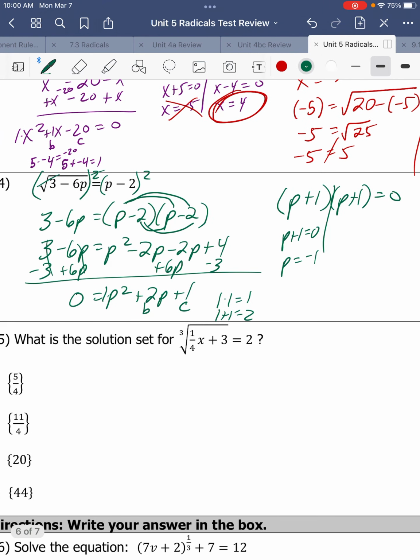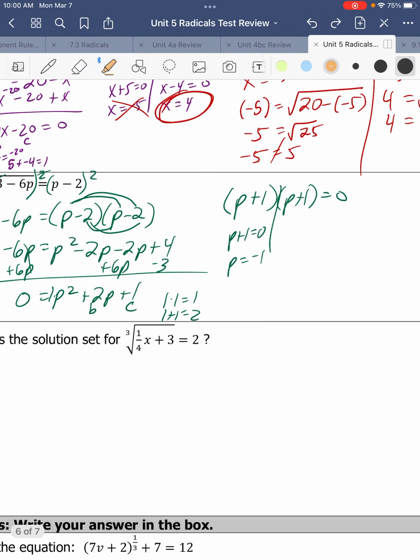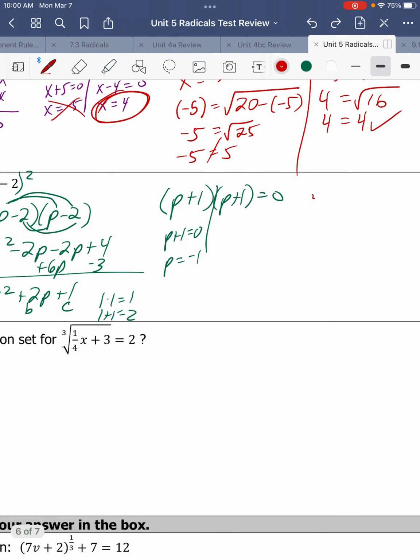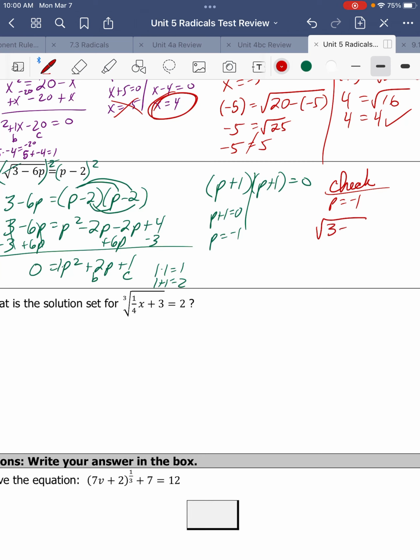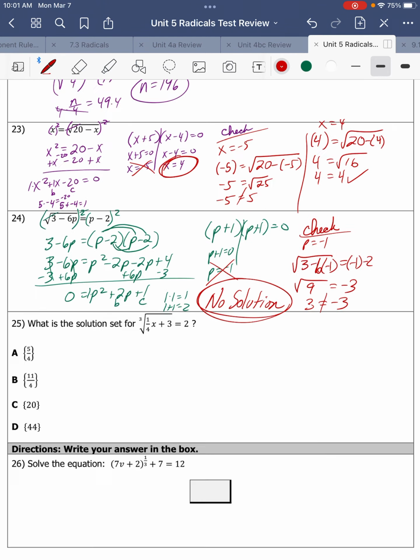We still have to check because we got the quadratic at the very beginning, where we are solving a quadratic. So let's check this. So when p equals negative 1, go back to the original problem before we did any kind of solving. 6 times negative 1 minus 2. So that's 9, negative 3. 3 equals negative 3. No, it doesn't. So that is not right. Well, we don't have another solution. So this is actually the solution to this problem, as there isn't one. So there's actually no solution to this problem.